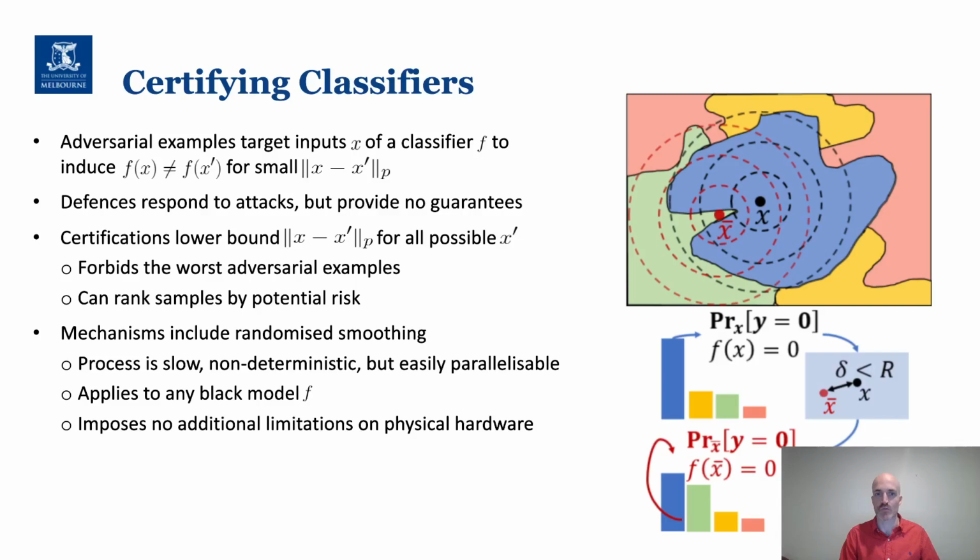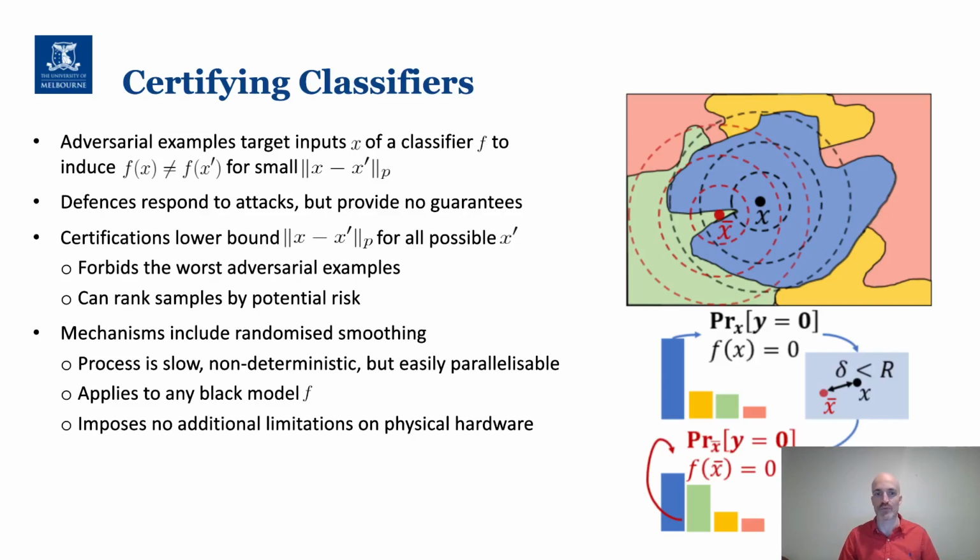The first is that it forbids the worst adversarial examples, the ones where X and X prime are close, that are very difficult to detect, and that can cause great damage to a model if allowed to go through. The second advantage of robustness certificates is that they can be used to rank samples by their potential risk. If we have a set of samples with multiple different certificates, then the samples with higher certificates, which have a greater guarantee associated with them, are less likely to either A, have been attacked, or B, be attacked in the future, and as such, these samples probably will require less manual intervention, or can be passed through processes that require less screening and intervention.